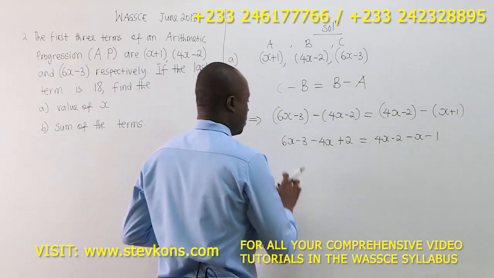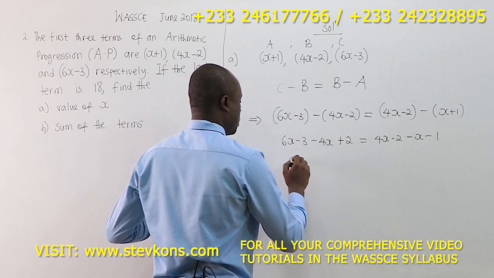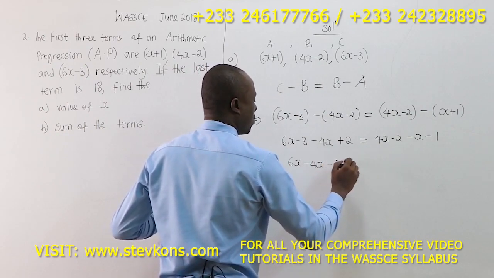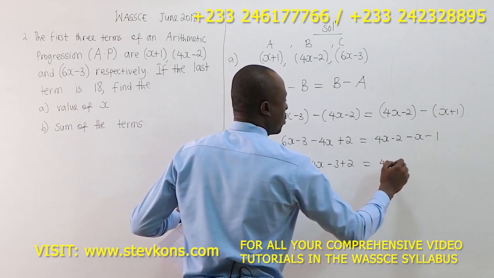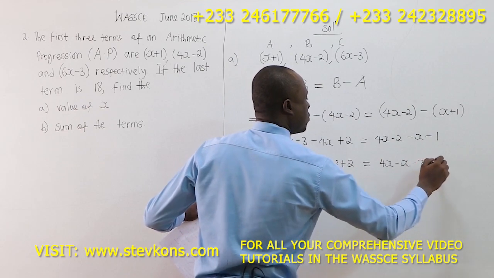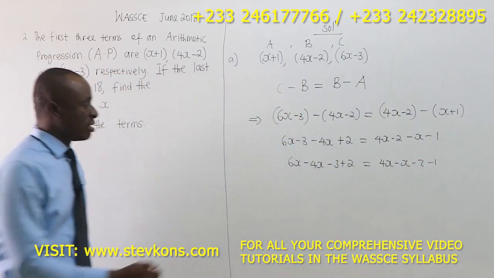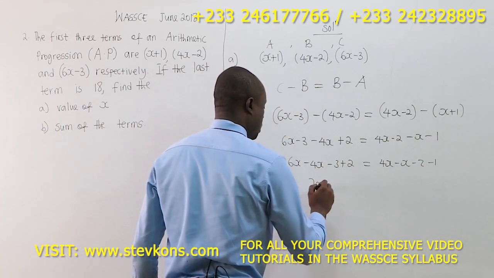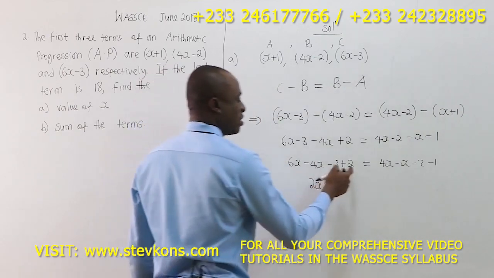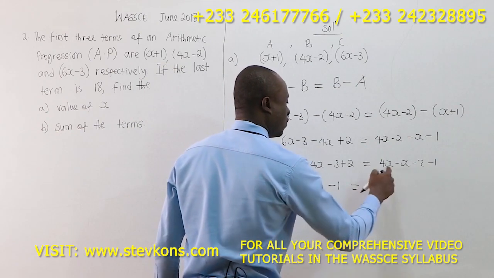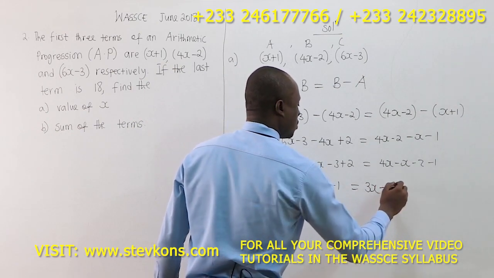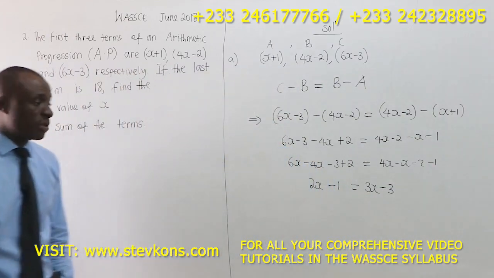Now, clearly, you see here, you have 6x, so this is 6x minus 4x, we have negative 3 plus 2, 4x minus x, negative 2 minus 1. Now, 6x minus 4x is 2x, negative 3 plus 2 is negative 1, equal to 4x minus x, that's 3x, negative 2 minus 1, negative 3. Now from here, what do we do?